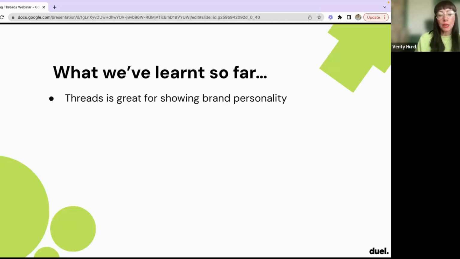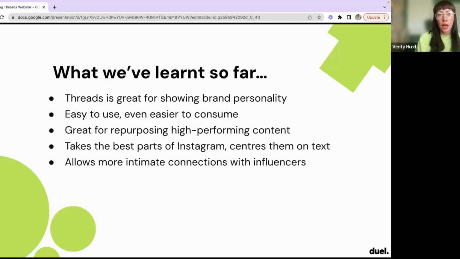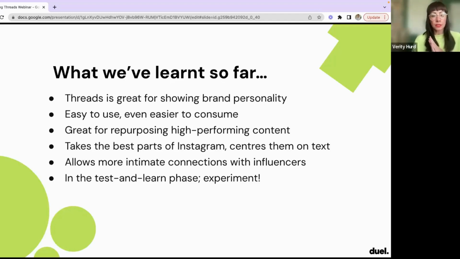So I just wanted to go into a couple of things that we've picked up over the last couple of weeks. I think one of the best things about Threads so far is that it's really easy to use, and it's even easier to consume information and content. But what we've really seen is that brands are showing up with big personality, and it's a great way for brands to show their personality and humanize in a completely different way. And we're going to show some great examples in a minute.